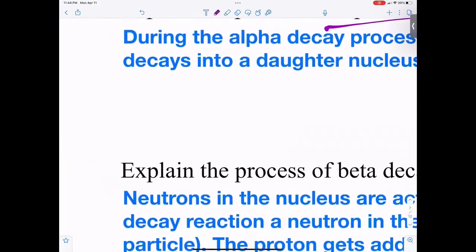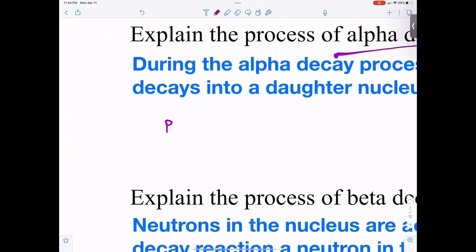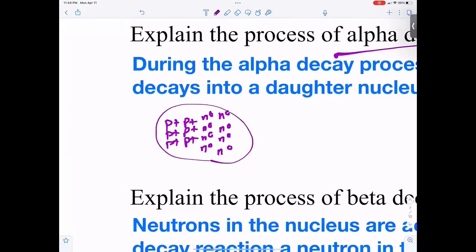So in my nucleus, I've got proton, proton, proton, proton, proton, proton. So I have 6 protons. Now I've got a total of 8 neutrons. So neutron, neutron, neutron, neutron, neutron, neutron, neutron, neutron. And that's the nucleus of a carbon-14. I don't care about the electrons for this example.